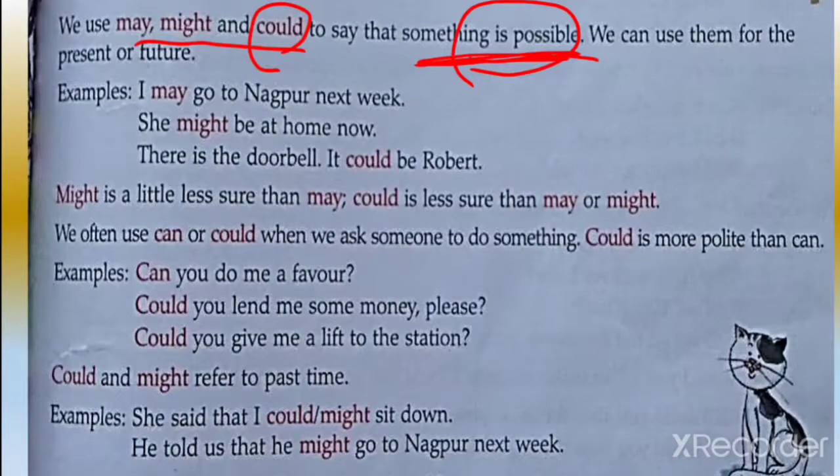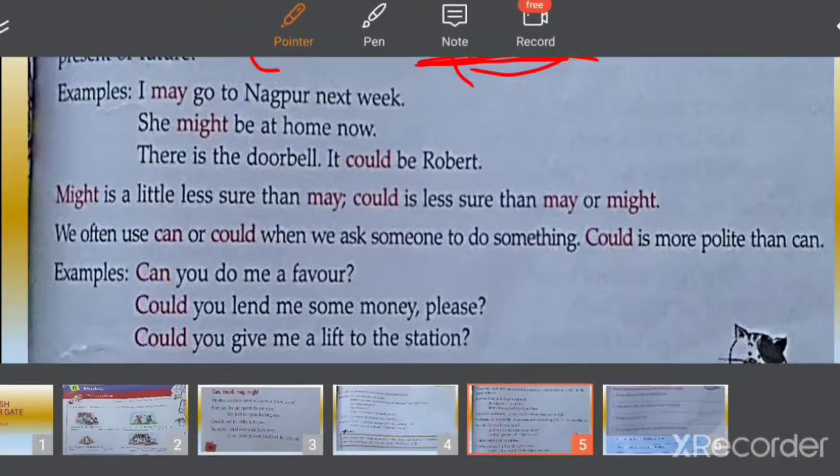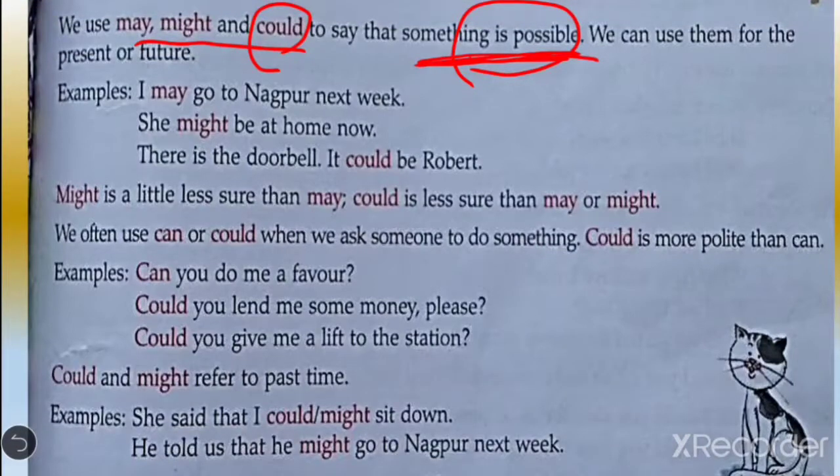After that, also some possibilities are there, but little sure. That time you have to use might. And if very, very less surety is there, possibility is there, so that time you have to use could. So here, these three, may, might and could, we can use for the possibilities. But how to use it? Step by step you have to go. It's not like this that you can use anything. Yeah, it may be right, but if you want to clear your concept, you have to understand.